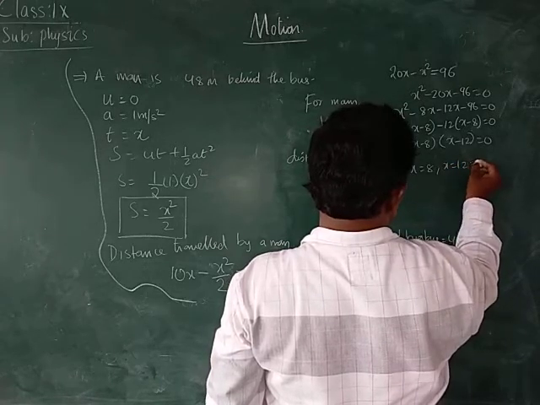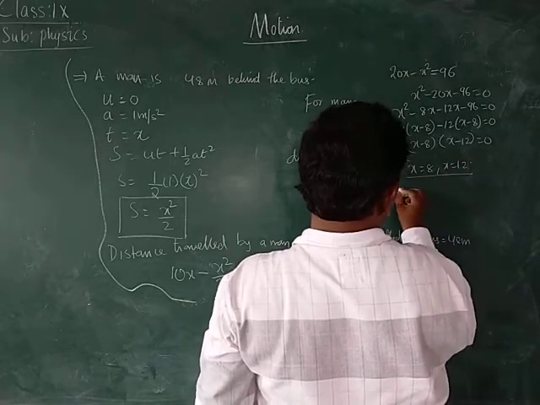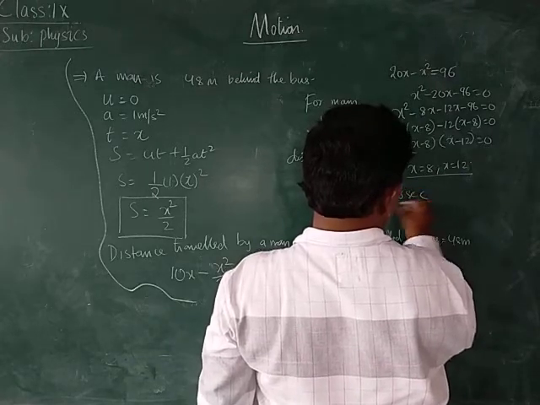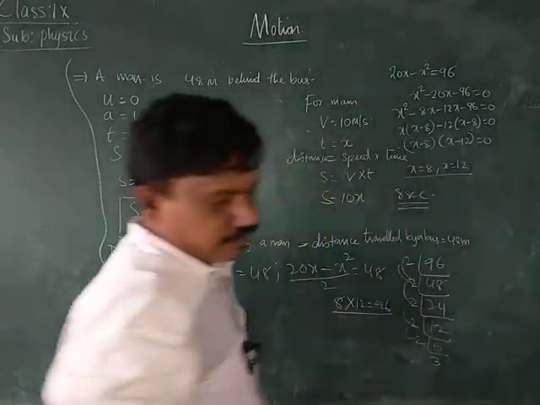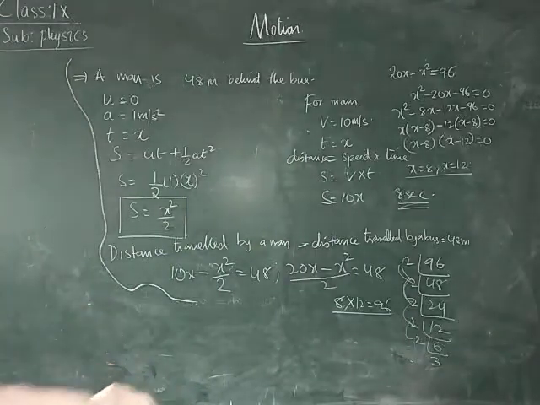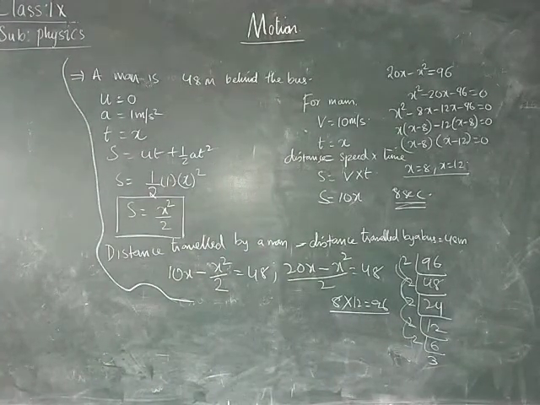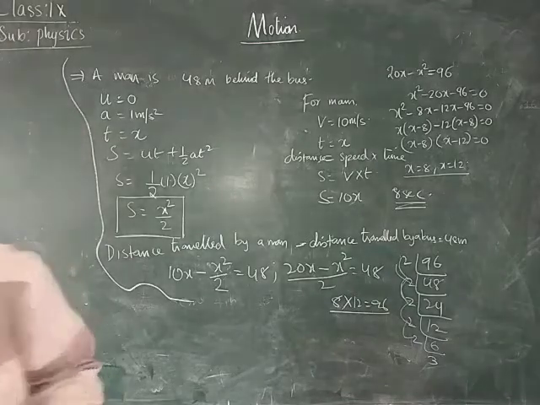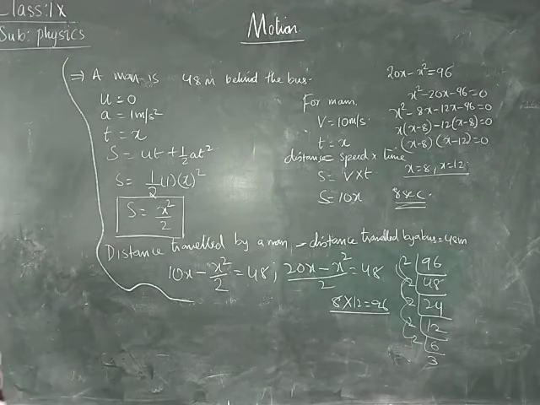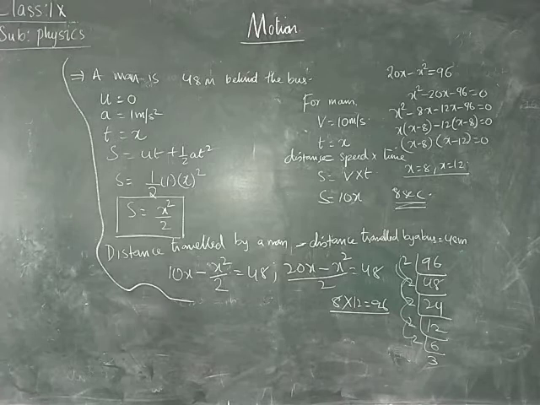12 seconds. Therefore, which is the minimum here? 8 seconds is the minimum time. Okay, children, 8 seconds is the minimum time. He is asking what is the minimum time in which the man catches the bus. The minimum time in which the man catches the bus is 8 seconds.